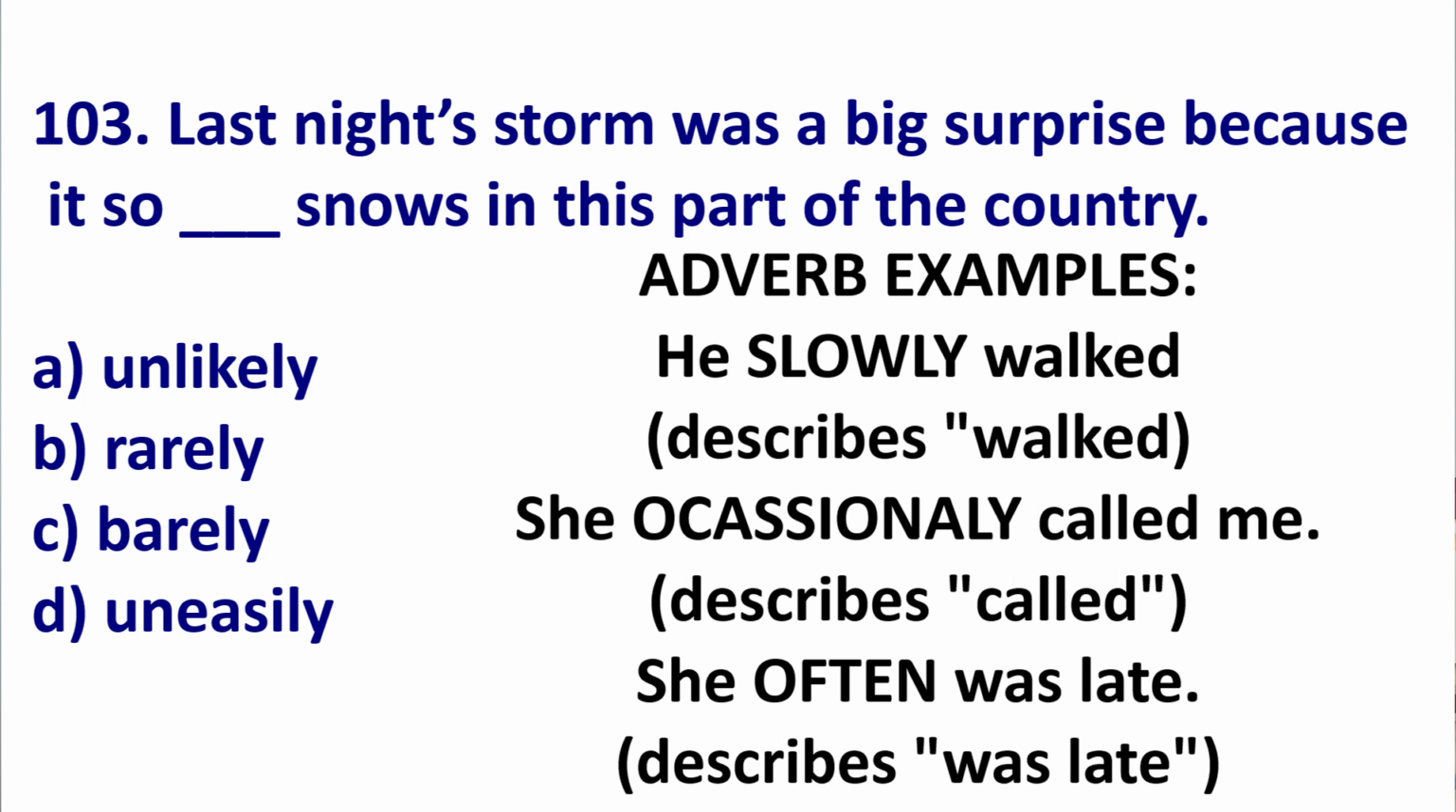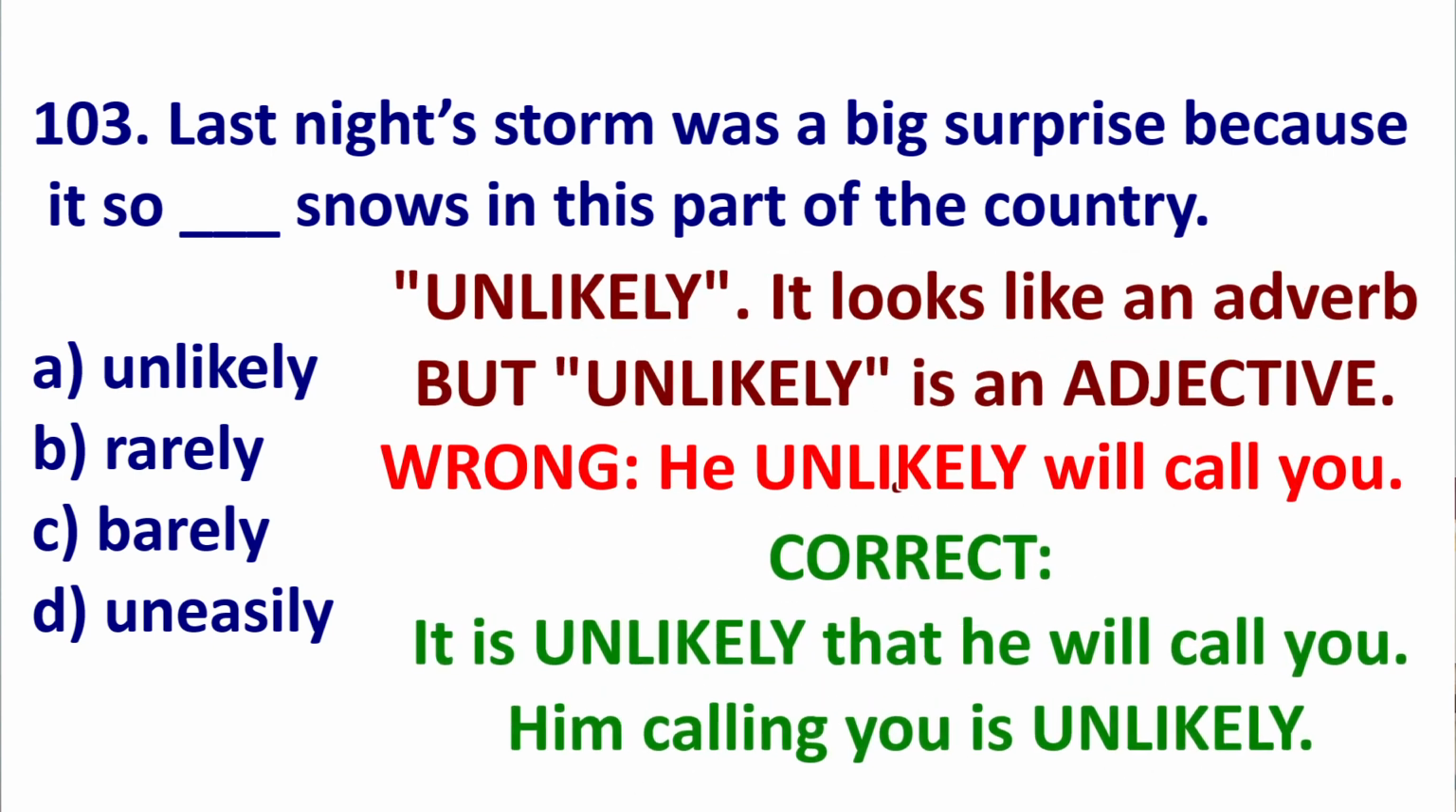He slowly walked. Slowly is describing the verb walked. She occasionally called me. Occasionally is describing called. Or she often was late for class. Those are adverbs. So first, eliminate unlikely. Why? Unlikely is not an adverb.